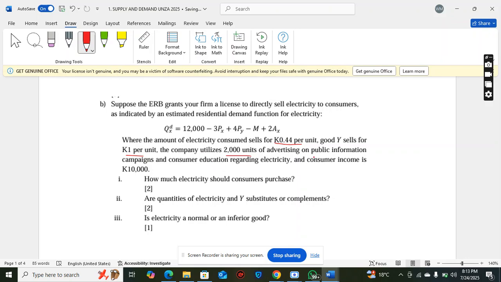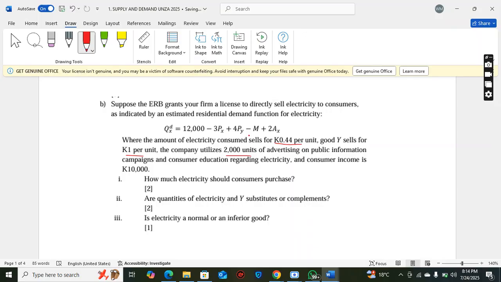regarding electricity, and consumer income is 10,000. Question 1. How much electricity should consumers purchase? All right. So the first thing that we need to do, to find out how much electricity the consumers need to purchase, is substitute these values into this demand function.